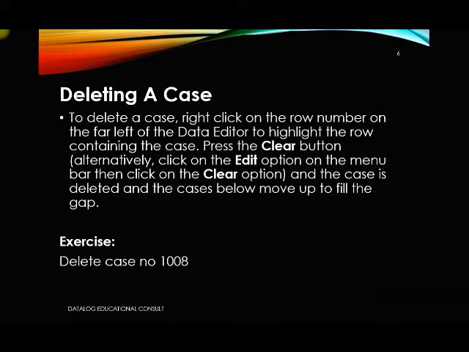Deleting a case. To delete a case, right-click on the row number on the far left of the data editor to highlight the row containing the case, just like the way we insert a case. Press the clear button. Alternatively, click on the edit option on the menu bar, then click on the clear option, and the case is deleted, and the case below moves up to fill the gap. Delete case number 1008. That is the exercise for this session.